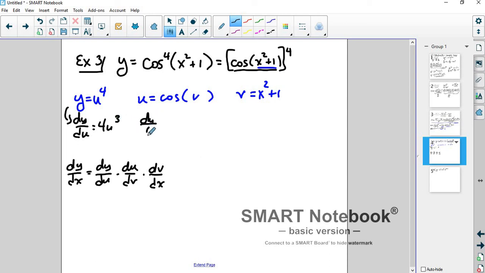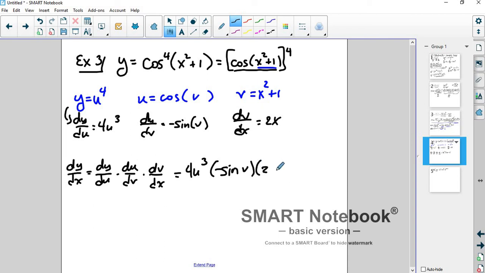The derivative of u with respect to v, what's the derivative of cosine? Negative sine of v. The derivative of v with respect to x, that's 2x plus 0. So now I can plug everybody back in, and I can get dy/dx. I get 4u cubed times negative sine of v times 2x.